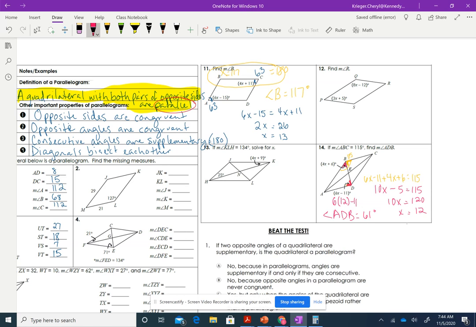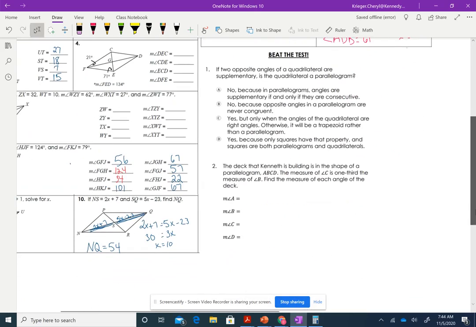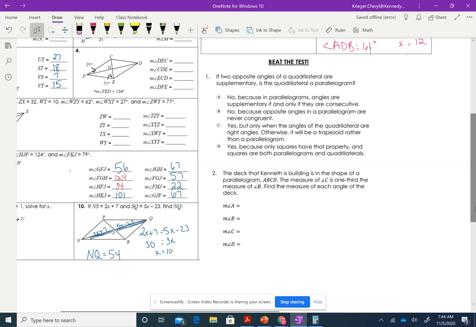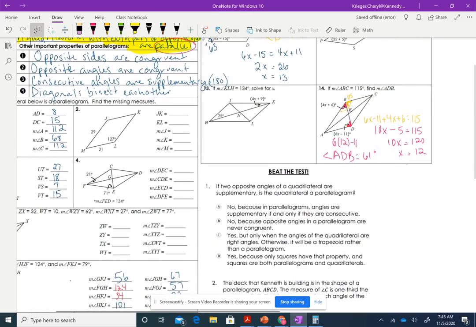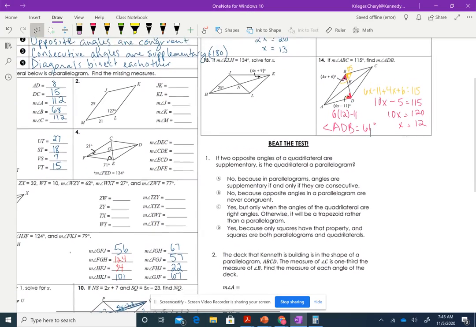Okay, and then just because it's good for you, I put the beat the test questions in your notes. So let's talk about them together. Number 1: if two opposite angles of a quadrilateral are supplementary, is the quadrilateral a parallelogram? All right, well, we've got to think back to the definitions of parallelograms, right? We know that opposite sides are congruent, opposite angles are congruent.